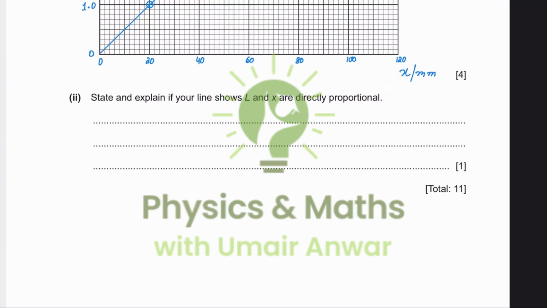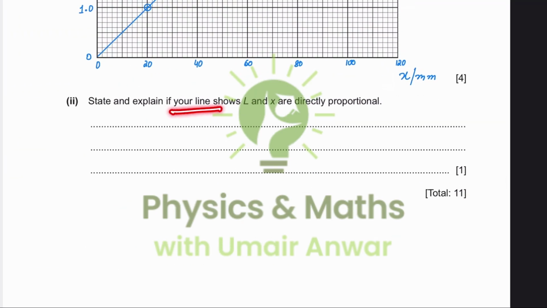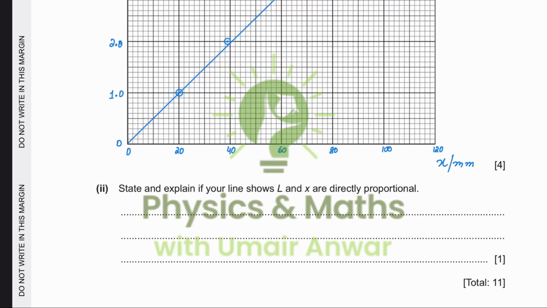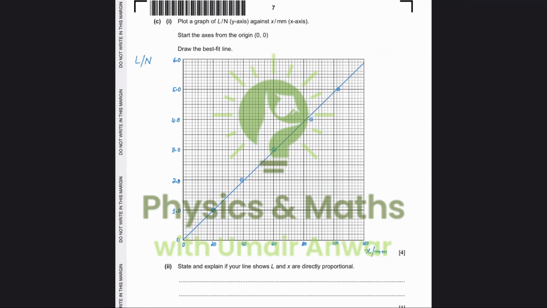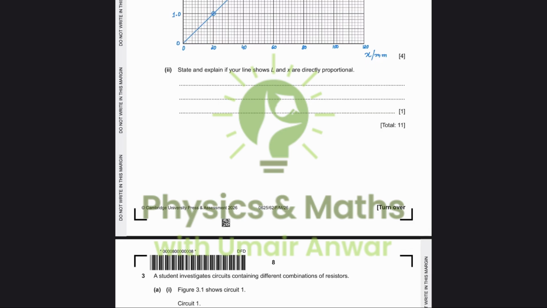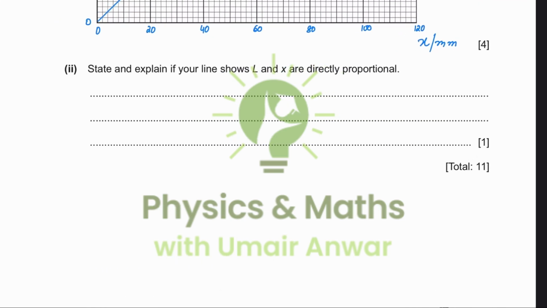Now, the last part of the question says, state and explain if your line shows L and X are directly proportional. So obviously, it is showing that these 2 quantities are directly proportional because the graph is a straight line, and it had to be a straight line. And secondly, the straight line is passing through the origin. So if your line of best fit is passing through the origin, then only we are going to conclude that they are directly proportional.